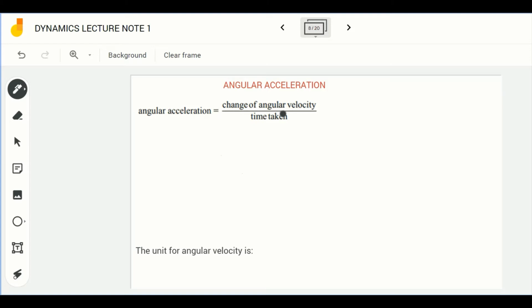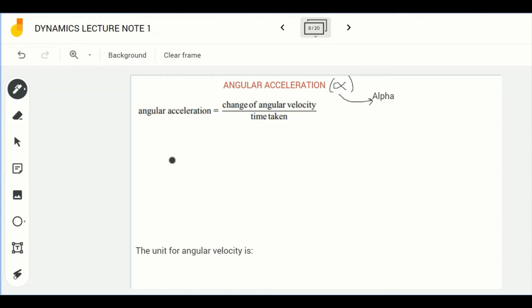Let's look at angular acceleration. Angular acceleration is the rate of change of angular velocity with respect to time. The symbol we use for this is alpha. In chemistry, they call it alpha too. All right.